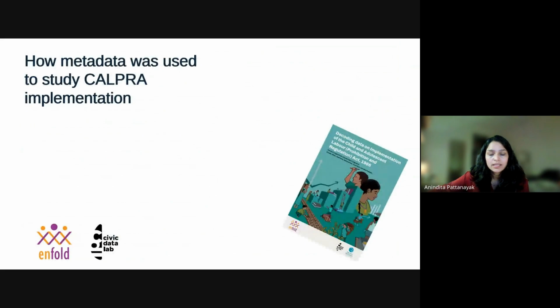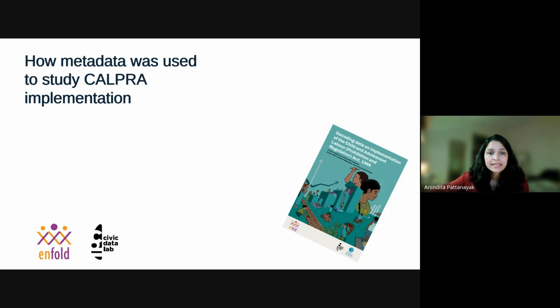Now we come to the study that Enfold did. This is one of the many that we used court data for. This one was on the Child Labor Prohibition and Regulation Act, which we abbreviate to CALPRA. First, it's actually the Child and Adolescent Labor Prohibition and Regulation Act, which is why we abbreviate it to CALPRA.